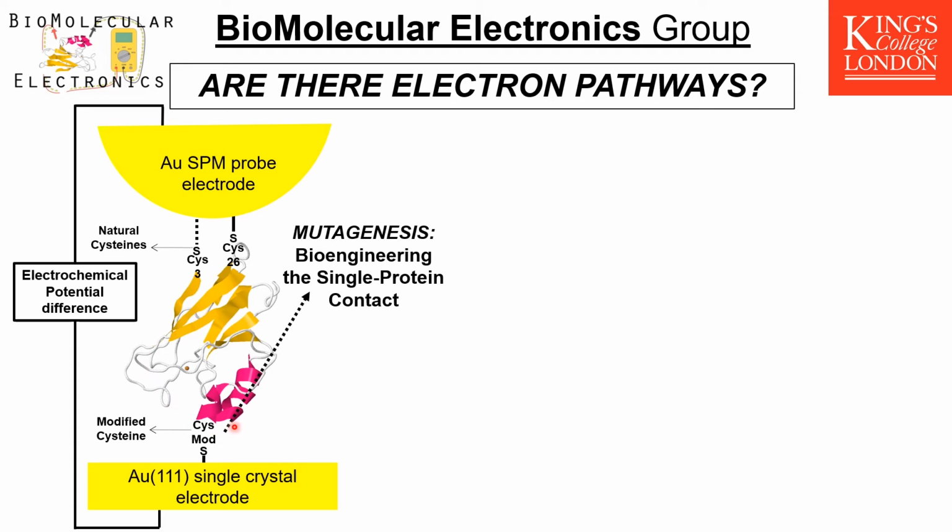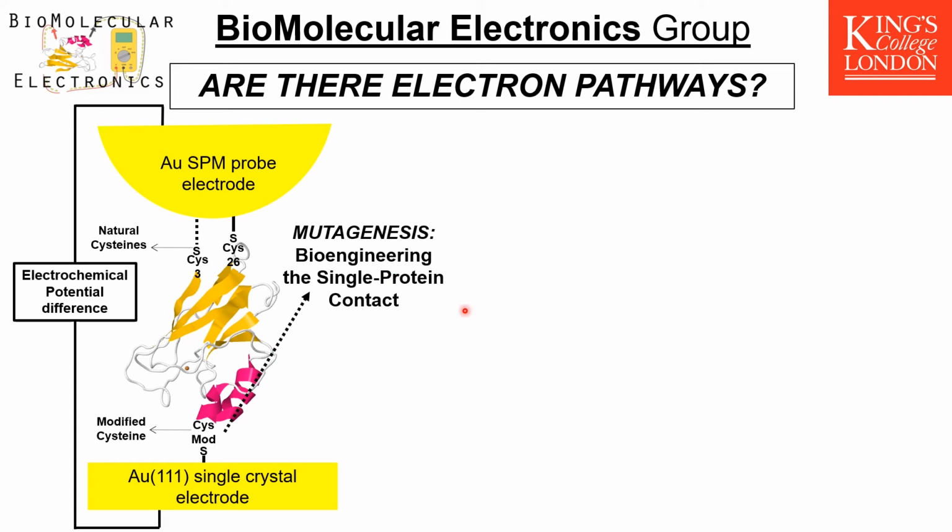the protein, and we substitute those amino acids by extra cysteines that will be the new anchoring points of the proteins to the electrode. And in this way, we will force very particular orientations of the protein in the junctions. Therefore, if we repeat this at different points on the surface of the protein, we will be able to map out all these electron pathways inside the protein structure.